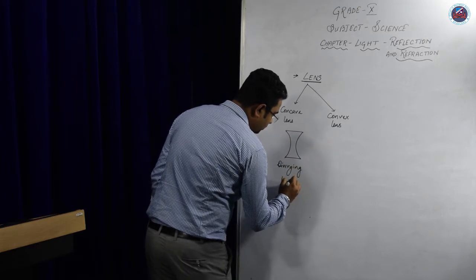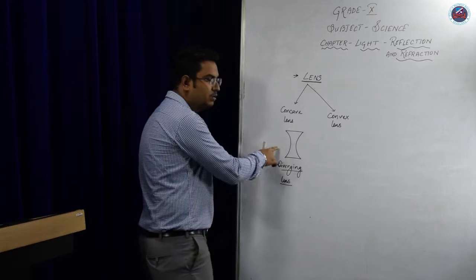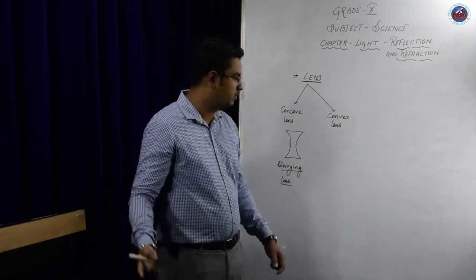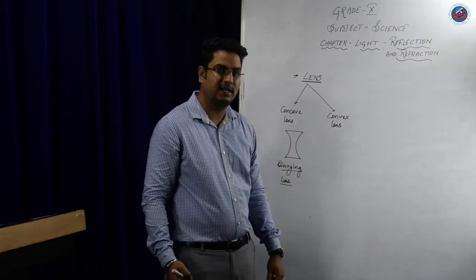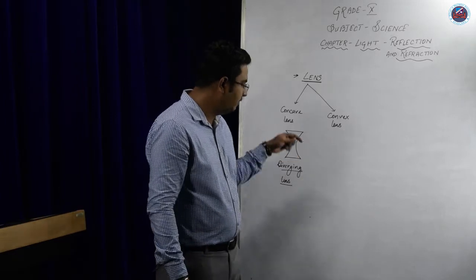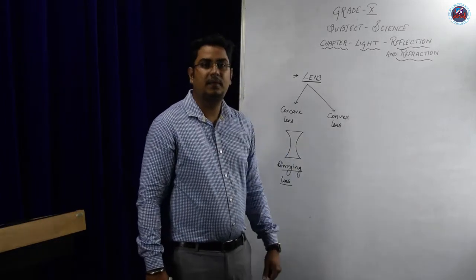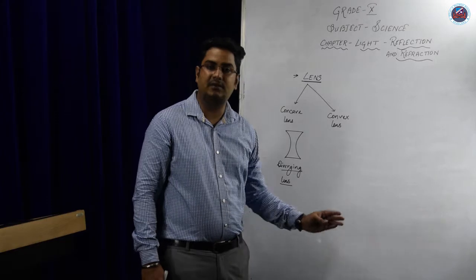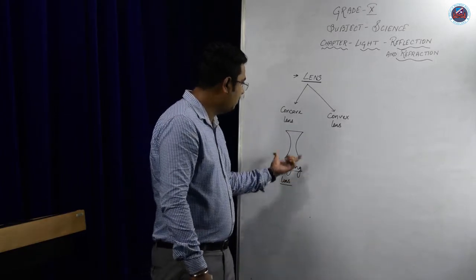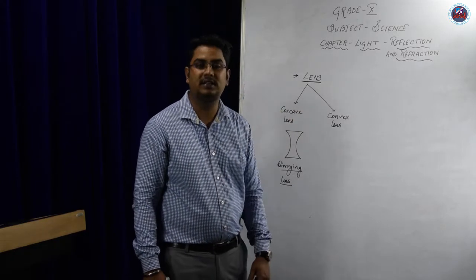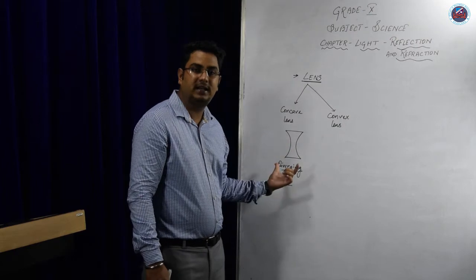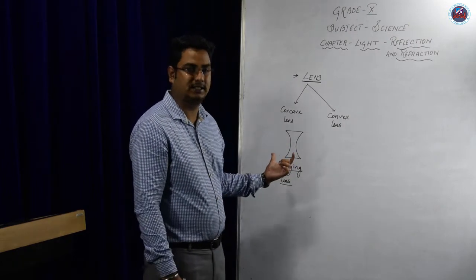Why? Because once the light ray passes through this lens, the ray which comes out, or you can call it the refracted ray, will not be diverted towards the principal axis. It will always be diverted away from the principal axis. That's why this lens is also called a diverging lens, because it diverges the refracted ray away from the principal axis.